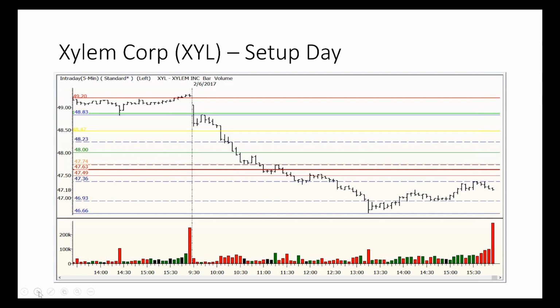And you can come in and you'll hear us talking about these other levels that are now part of the trading plan. And all right, we're going to take this entry early. We're looking at this $47.63 level because there's a bunch of overlap right there.